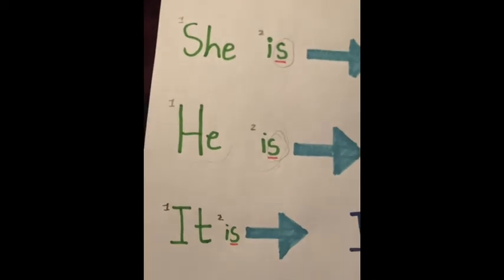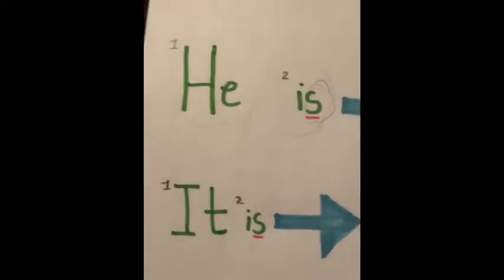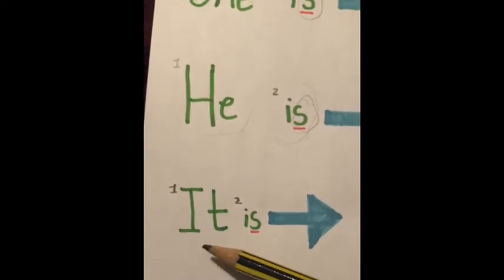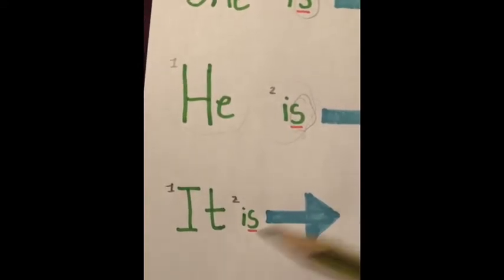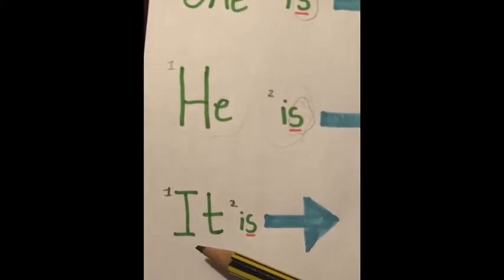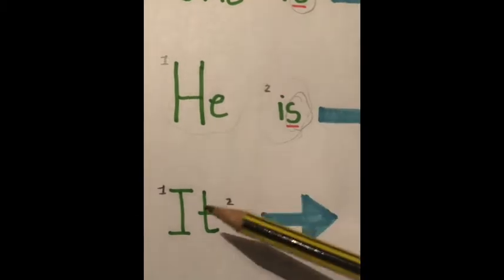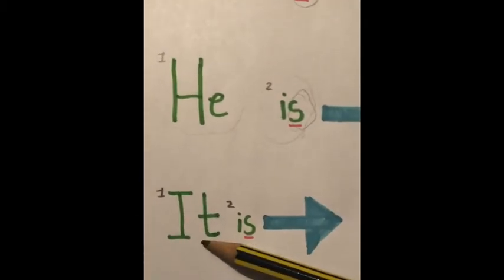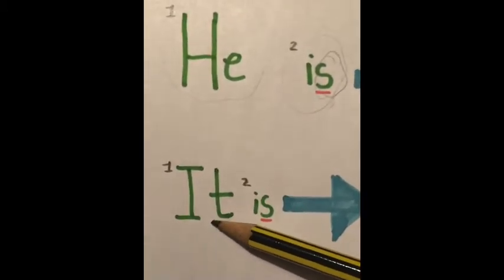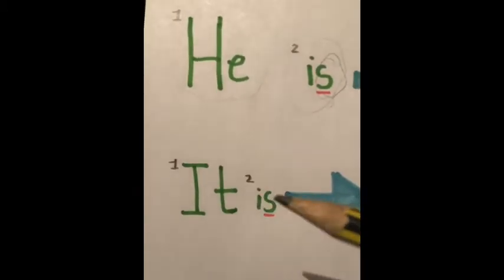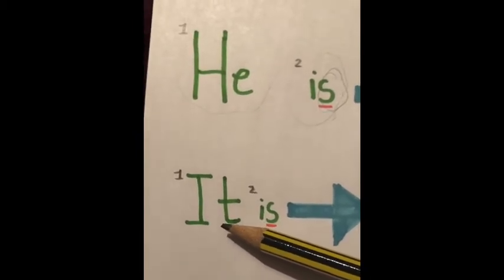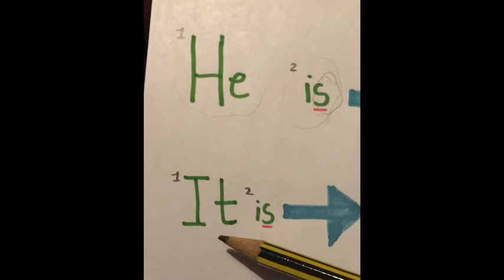Now, it. Why do we use the pronoun it? Do you remember? Excellent. We use the pronoun it when we are referring to one thing, one place, or one animal. One. Remember the number one. Okay? So, when we are talking about one thing, or one place, or one animal, or one person, what do we do? Which helping verb do we use with it?